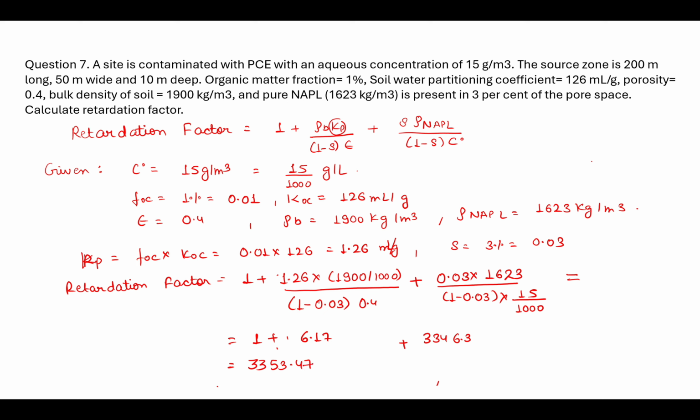So on solving this, we are getting the retardation factor as 3353.47. This is the retardation factor when some NAPL is present in the pore space. We can see that with the presence of NAPL, the retardation factor has increased. Also, with the partitioning of the pollutant between soil and aqueous phase, the retardation factor will be higher as compared to when the pollutant is present in only the aqueous phase. So now let's move to the next question.